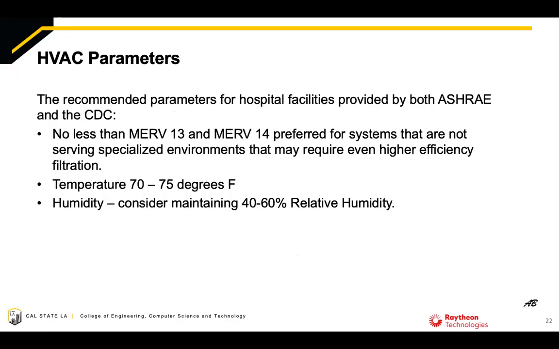With HVAC systems in mind, ASHRAE and the CDC have also provided recommended parameters for these systems to reduce the risk of infection. These recommendations are as follows: having filters with MERV ratings no less than 13, maintaining a temperature between 70 to 75 degrees Fahrenheit, and keeping the relative humidity between 40 to 60%. This concludes the technical details portion of our presentation. So now we'll transition into the results and recommendations.